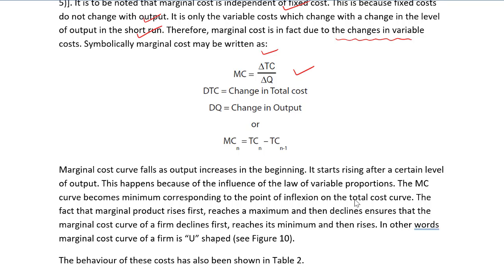Or we can say that MC(n) equals TC(n) minus TC(n minus 1). MC of the 6th unit equals total cost at the 6th unit minus total cost at 6 minus 1, that is the 5th unit. Supposing total cost at the 6th unit is 250 and total cost at the 5th unit is 200, the marginal cost is 50 for one additional unit, and that is the 6th unit.